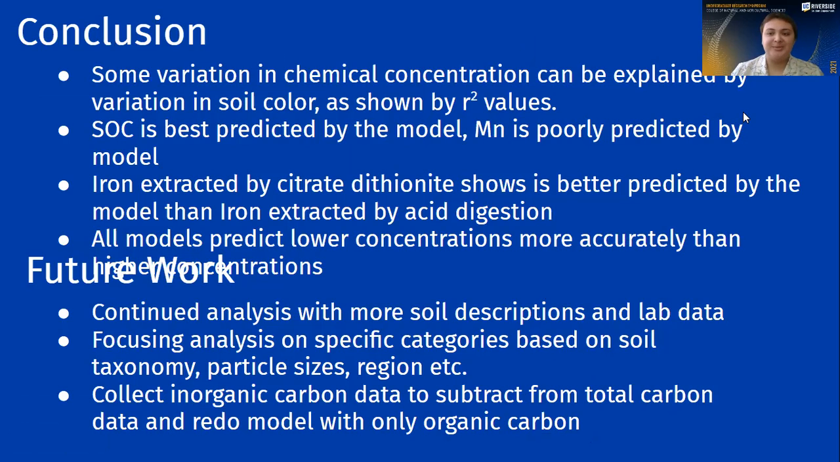So some conclusions from this preliminary study. Some variation in chemical concentration can be explained by variation in soil color, which was shown by the R-squared values in those graphs. And soil organic carbon is best predicted by the model as seen by the highest R-squared value, and manganese was the most poorly predicted by the model. And iron extracted by citrate dithionite showed a better prediction than the iron extracted by acid digestion in the major element measurement. I apologize, I think this got messed up a little bit, but all of the models predicted lower concentrations more accurately than the higher concentrations.